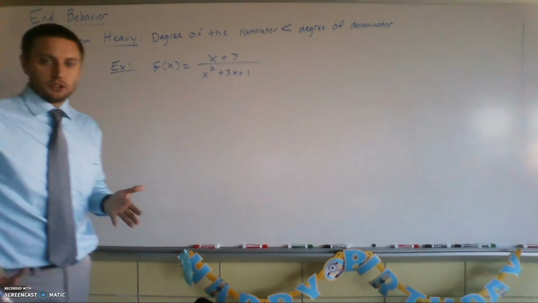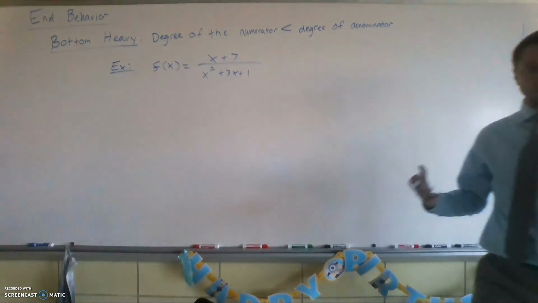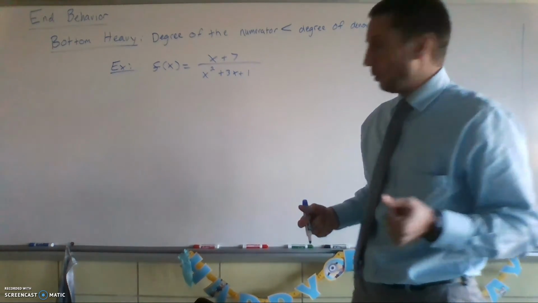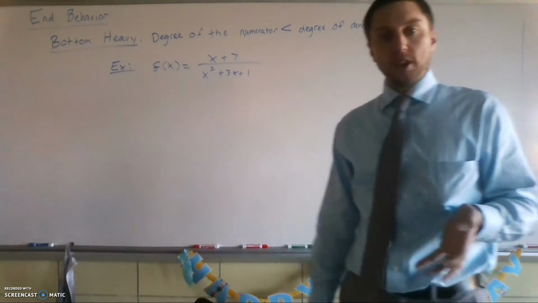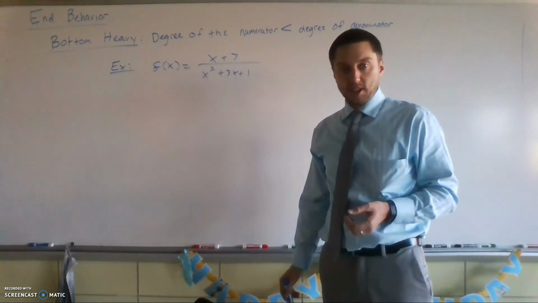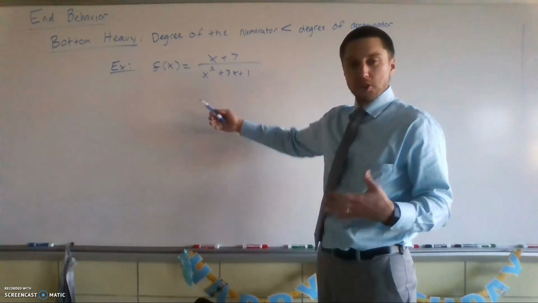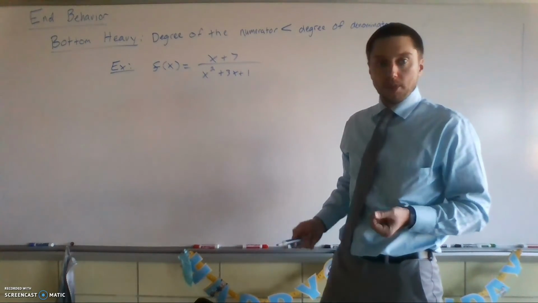So try to picture this. Remember, end behavior. What's happening as x gets really, really big or x gets really, really negative? So think about plugging in a number like 200 billion in here. If you plug in a number like 200 billion, the top's going to be equal to 200 billion plus 7. That's a pretty big number. But the bottom is going to be 200 billion squared. Whoa!